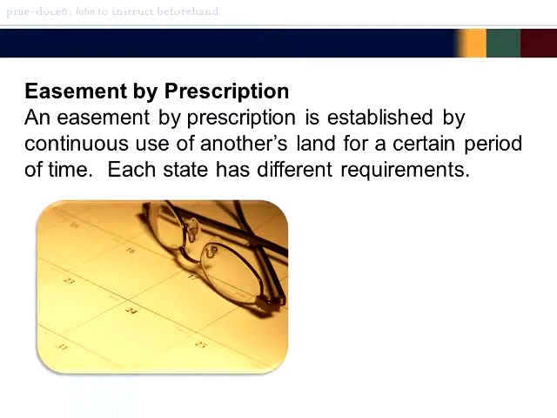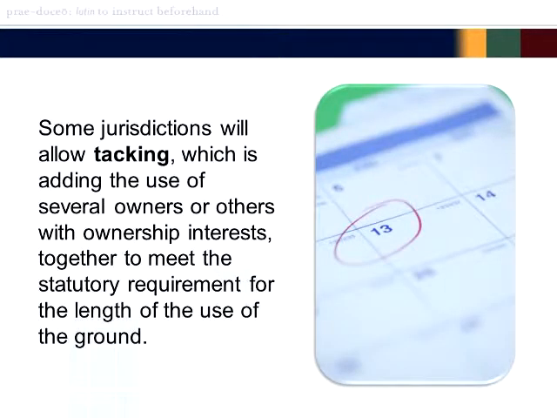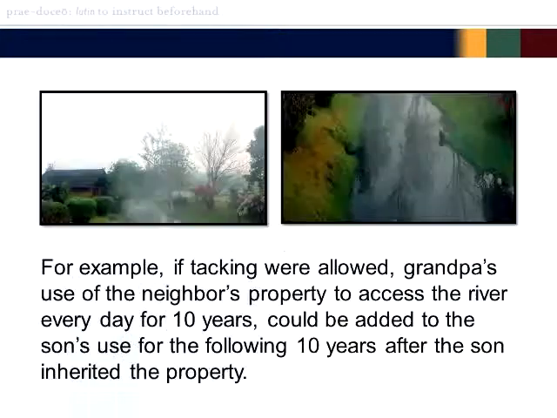Easement by prescription. An easement by prescription is established by continuous use of another's land for a certain period of time. Each state has different requirements. Some jurisdictions will allow tacking, which is adding the use of several owners or others with ownership interest together to meet the statutory requirement for the length of the use of the ground. For example, if tacking were allowed, Grandpa's use of the neighbor's property to access the river every day for 10 years would be added to the son's use for the following 10 years after the son inherited the property.